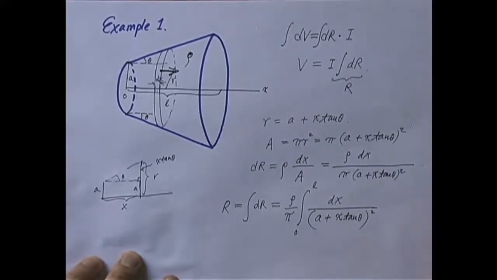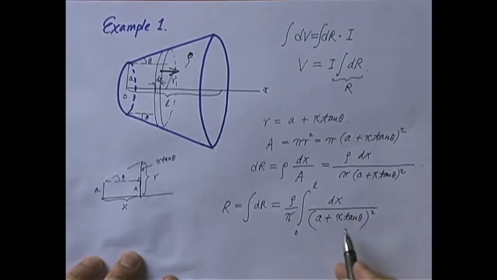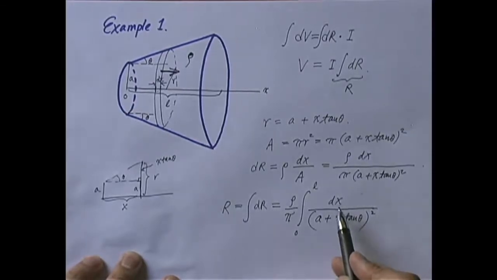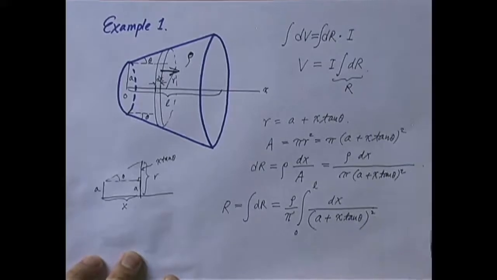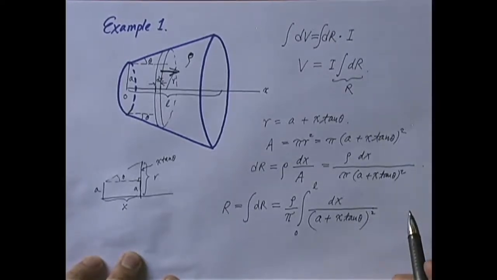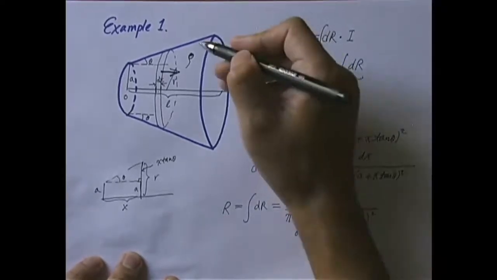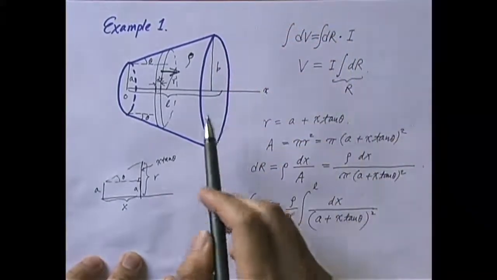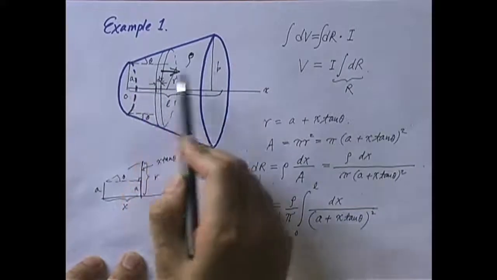Okay, at this point, I'm going to leave this as an exercise for you to finish this integral. It's quite simple to do. A is just a constant, so you can define a new variable u, a plus x tangent theta, to substitute for it. So it's basically du over u squared. You can easily work this out. And tangent theta can also be figured out: if the radius is b, then tangent theta is just b minus a divided by L.